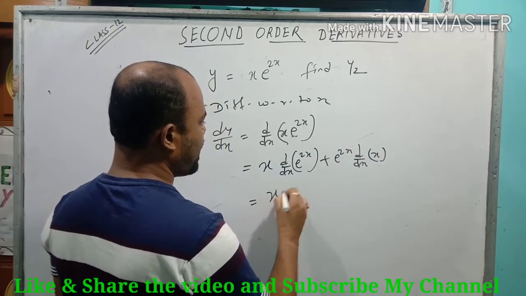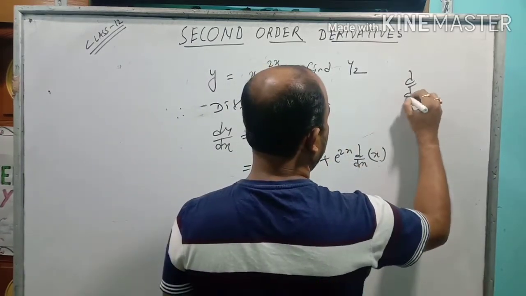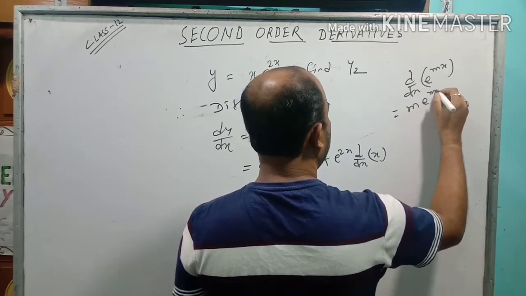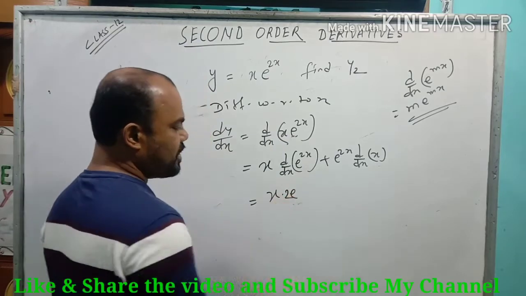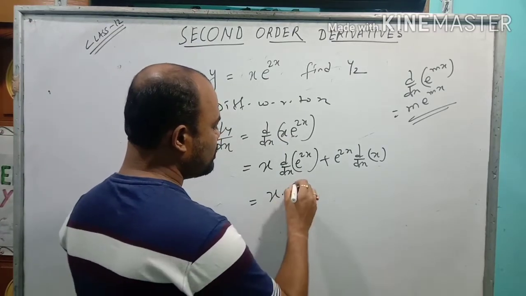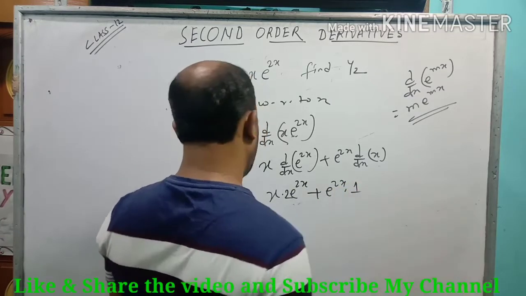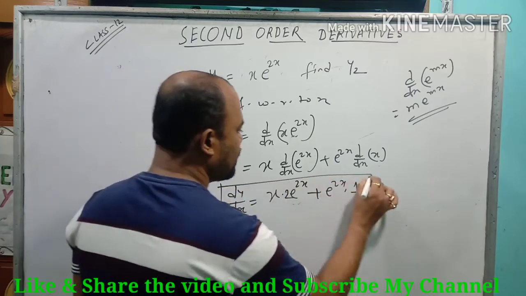So what are we getting? x times the derivative of e power mx. The formula: d/dx of e power mx is m into e power mx. Remember the formula, m into e power mx. So an extra 2 will be here, m is 2. This is 2 e power 2x, plus e power 2x into d/dx of x, which is 1. So we have obtained dy by dx.